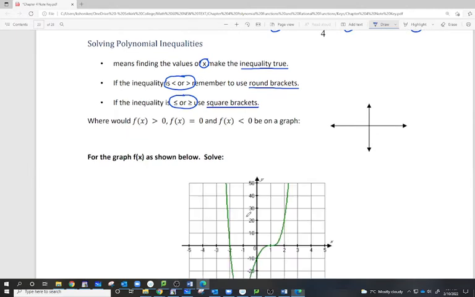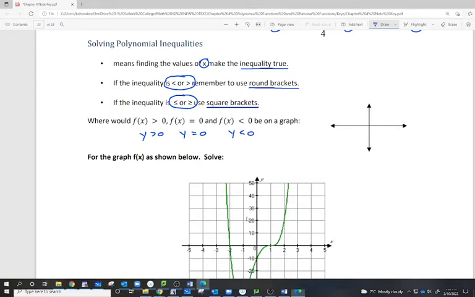Okay, so inequalities. You're going to have wording like where is f of x greater than 0, or where is f of x equal to 0, or where is f of x less than 0. What does that mean? Where is the value of your function at x going to be greater than 0? Meaning, when are your y values going to be greater than 0? When are your y values equal to 0? When are your y values less than 0?